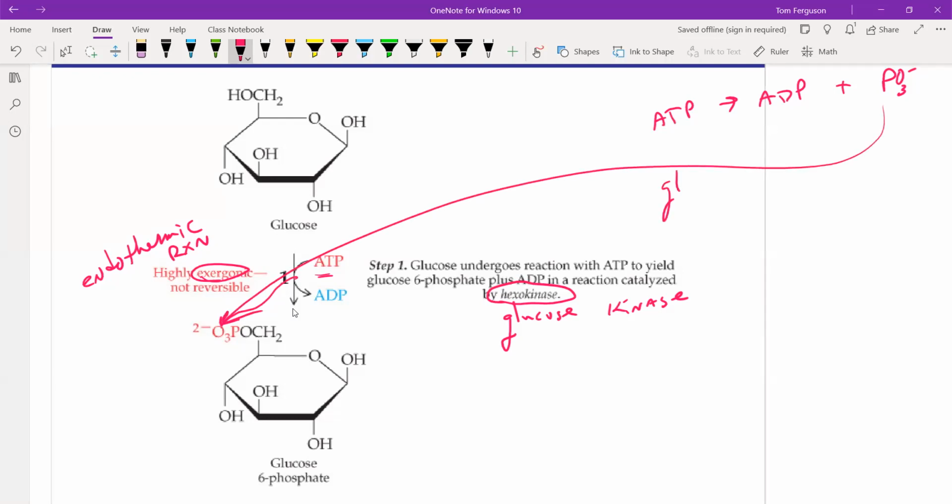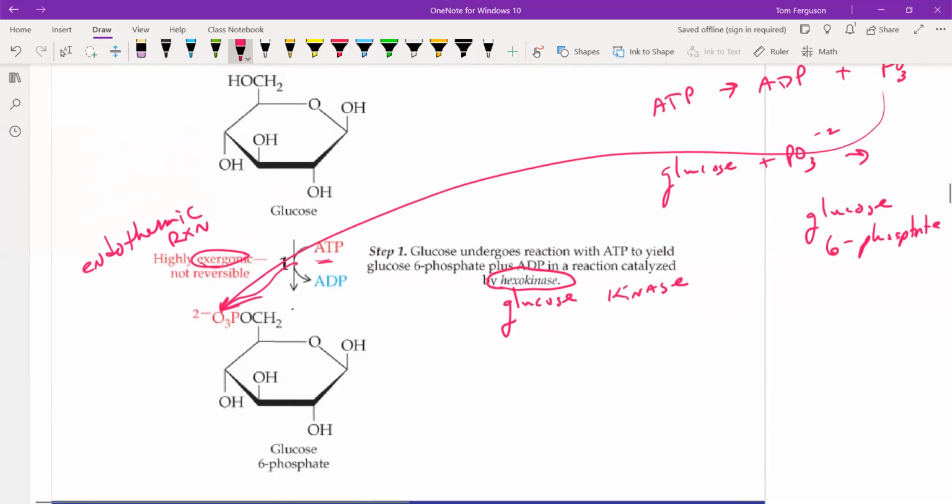And then we have the glucose plus phosphate giving us glucose 6-phosphate. Okay, so a lot of this pathway stuff, there are two reactions involved. One supplies the energy, the other reaction requires energy. So it's a handoff of energy. Secondly, it's a kinase enzyme which transfers a phosphate group from one substrate to another.